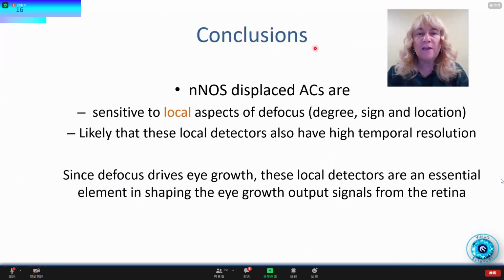So in conclusion, I think that these nNOS displaced amacrine cells are sensitive to the local aspects of defocus, such as the degree sign and the location. And so they're like a local defocus detector. And it's also likely that they have high temporal resolution, given that nitric oxide is released in response to rapid fluctuations in light. Now, since defocus drives eye growth, these local detectors are obviously going to be an essential element in shaping the eye growth output signals from the retina.